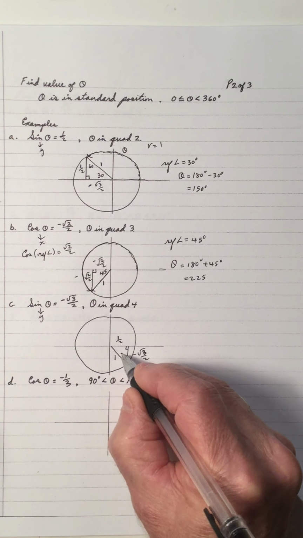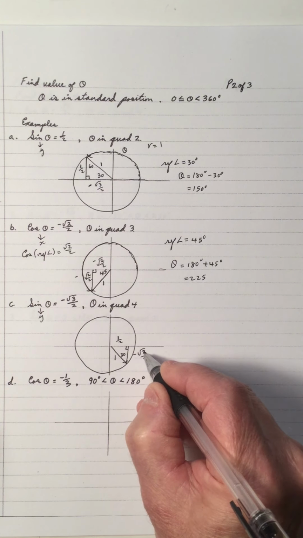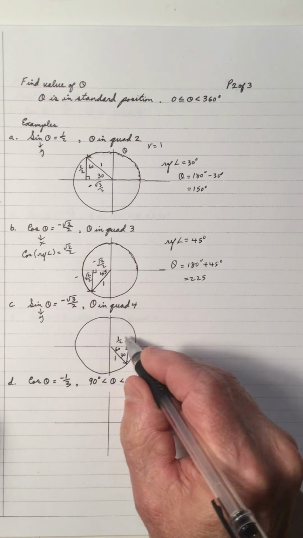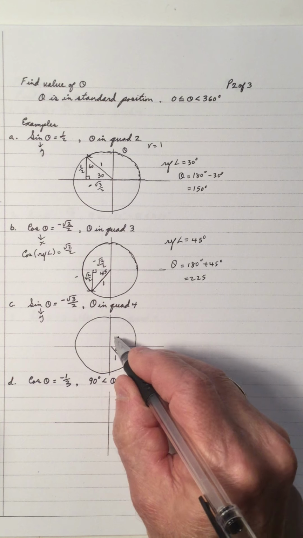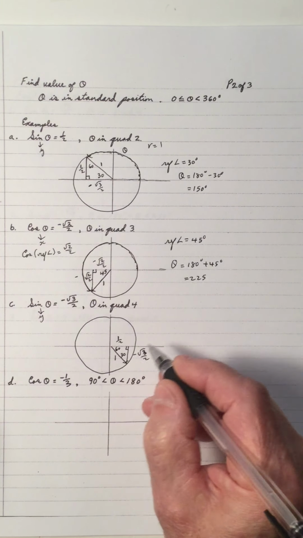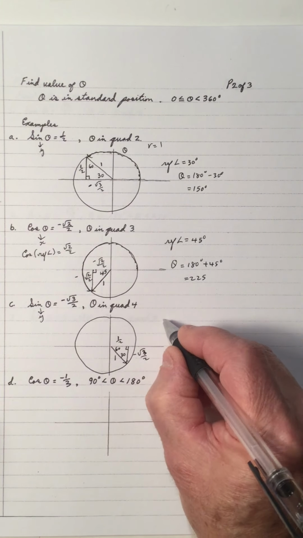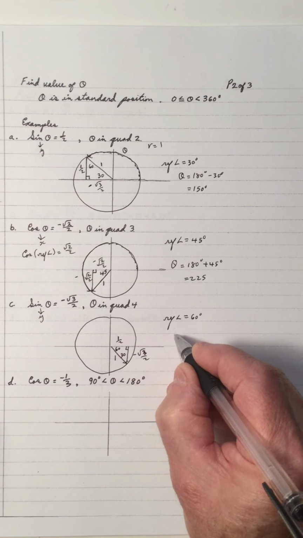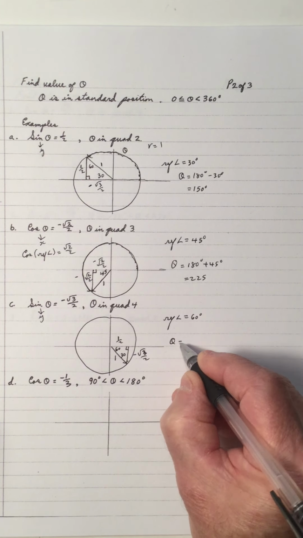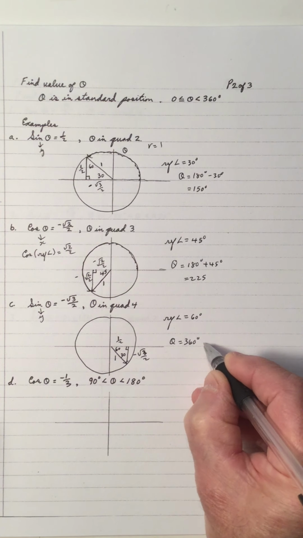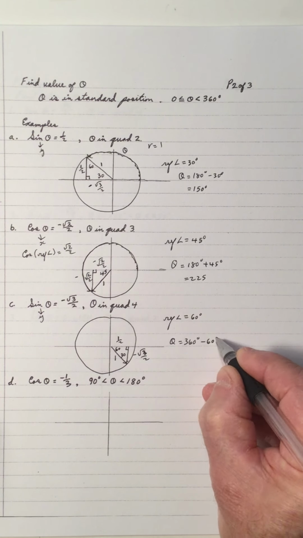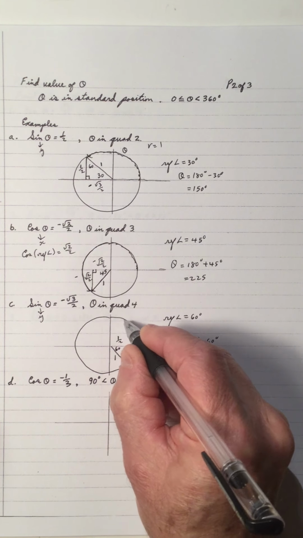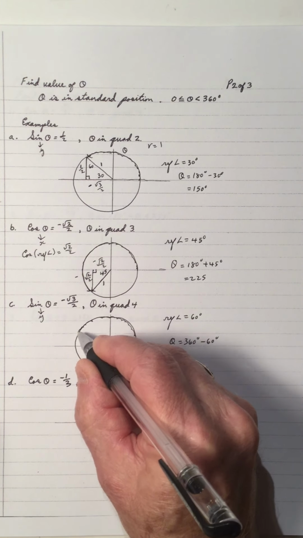So if that's a half, 30 is opposite of half. Opposite root 3 over 2 is 60. Again, the x is positive in this quadrant, the y is negative, so the reference angle is 60 degrees. And that means that in the fourth quadrant, theta is 360 minus 60, minus the reference. So theta is this rotation all the way around right to here.